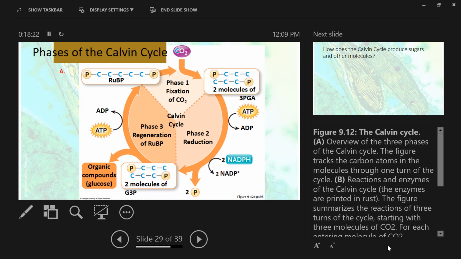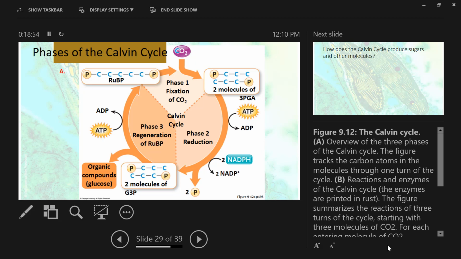Okay? And so you can see the 3 phases. We're fixing carbon, attaching it onto a 5-carbon sugar to make a 6-carbon molecule that immediately falls apart into 2 3-carbon molecules. And then that goes through reduction, a 2-step process where we use ATP and we use NADPH to generate 2 molecules of G3P. And then at this point, we need to regenerate RuBP.